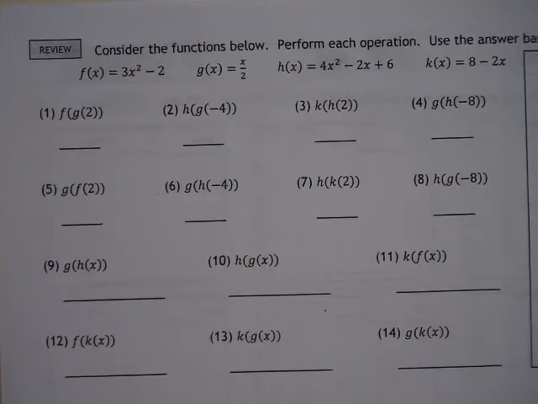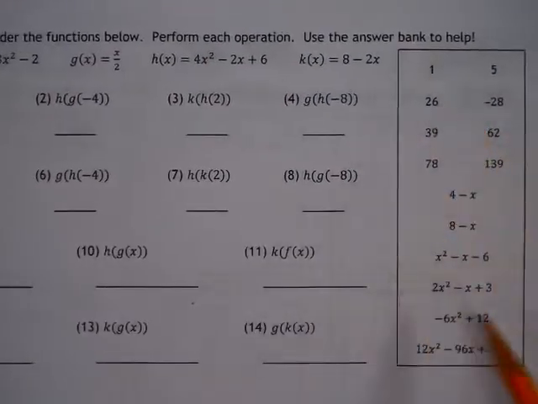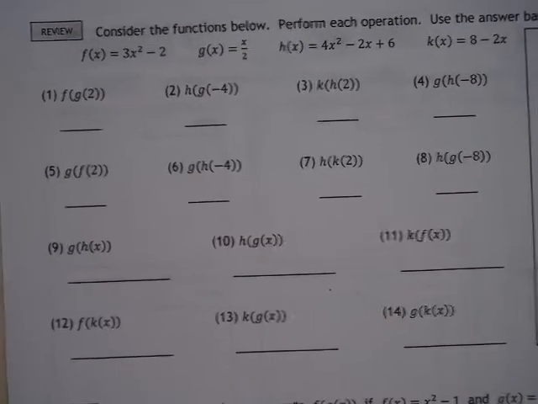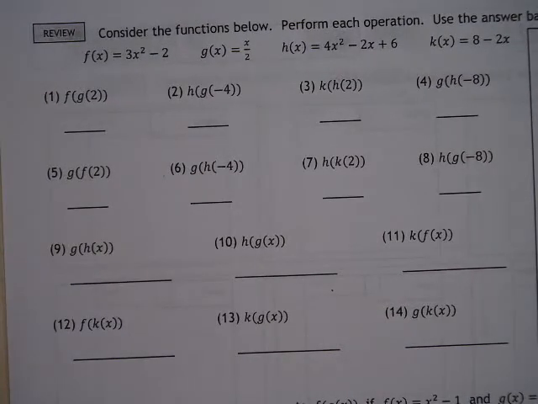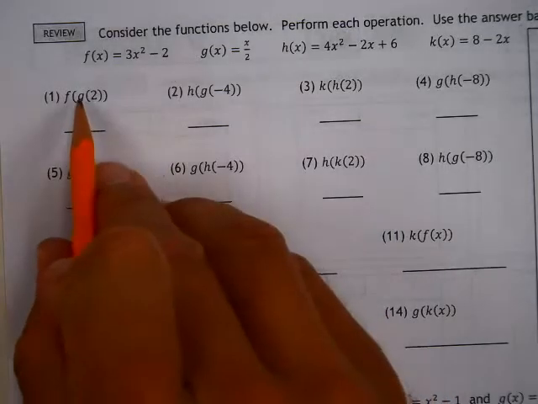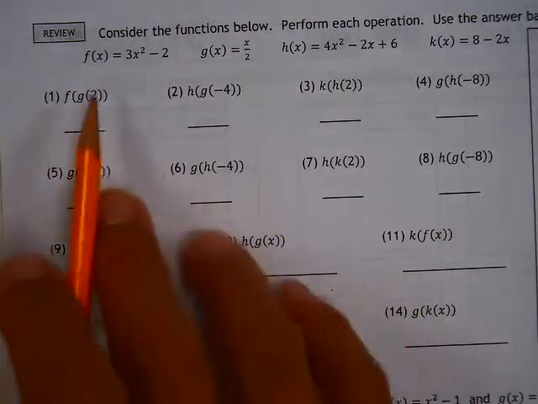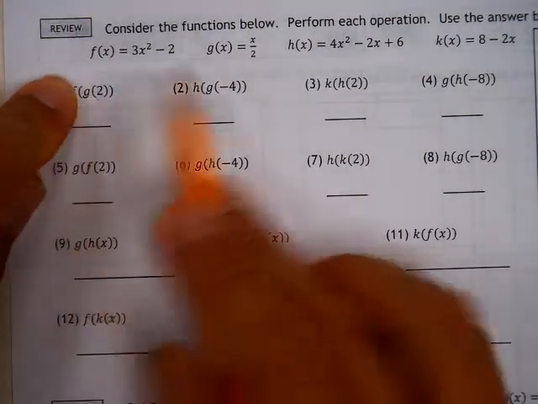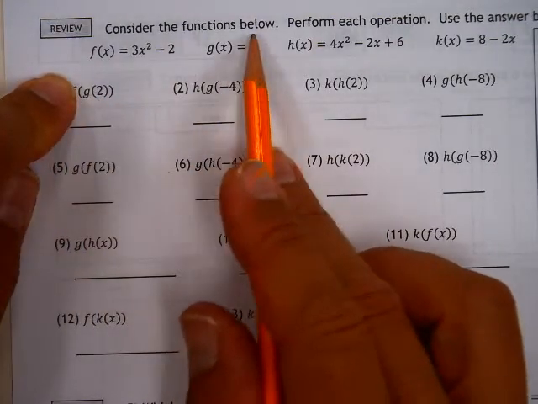Well, the nice thing about this is you've got this list of answers over here, so definitely check that. I'm not going to do all these, but f of g of x and g of f of x and all those kind of things. If you've got the x's down here and the numbers up here, this basically means plug 2 into g. And if you do that, it's pretty easy.